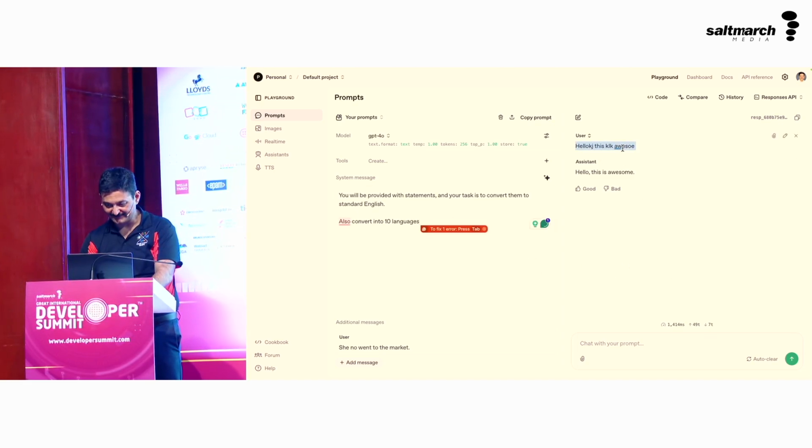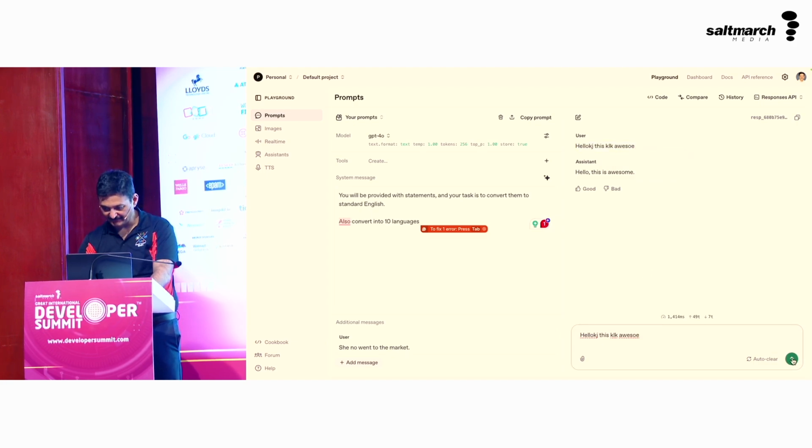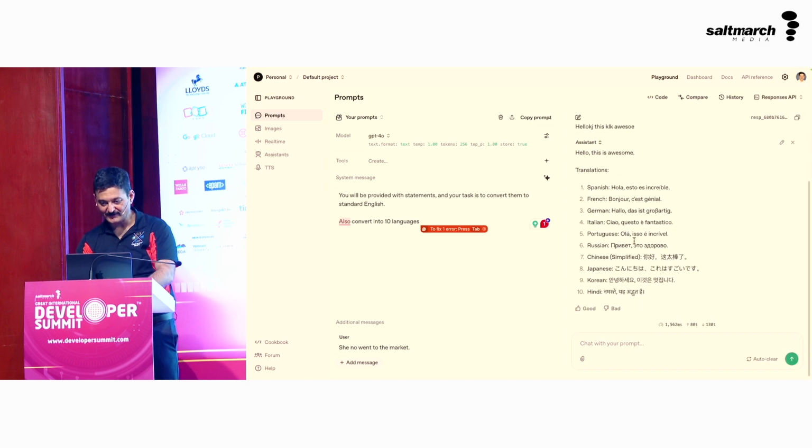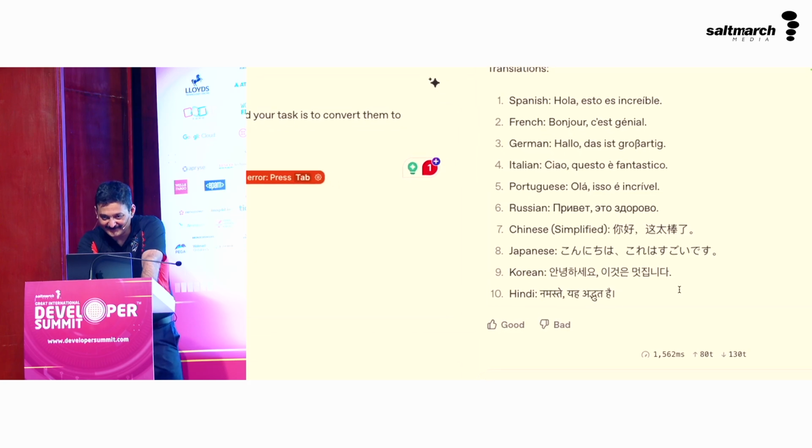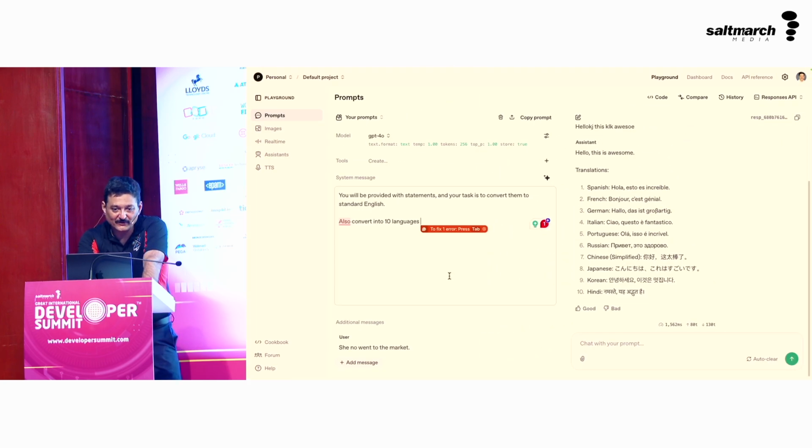So now I'm going to call the same thing again, and let's see what happens here. Because I added that instruction, it's now able to convert into multiple languages. Namaste, yeah, aditya hai, okay. I can read that too here in this case. So now what did it do? It converted into multiple formats for me.